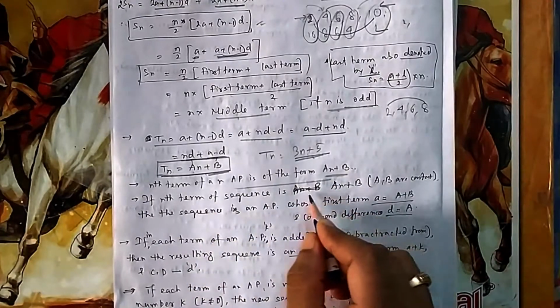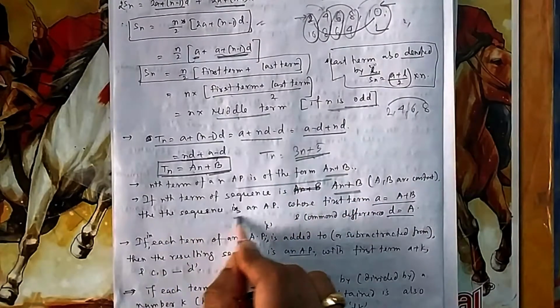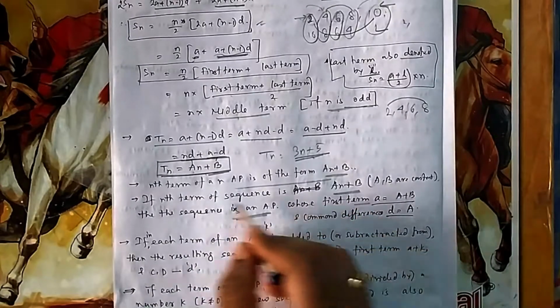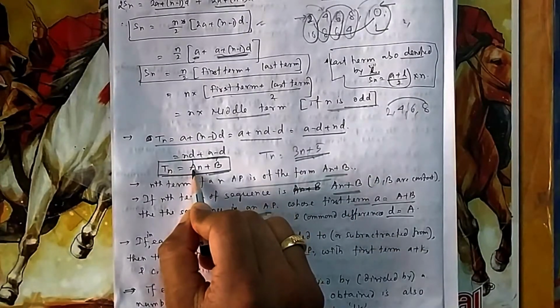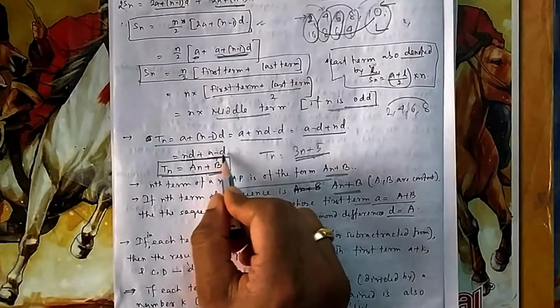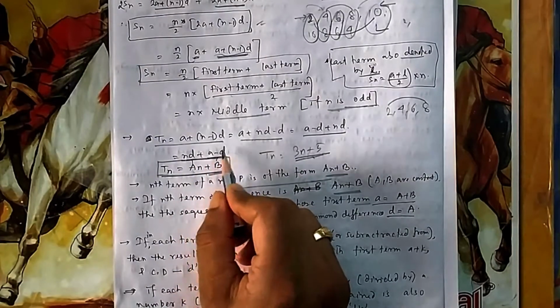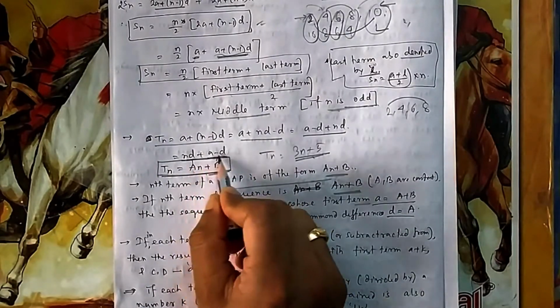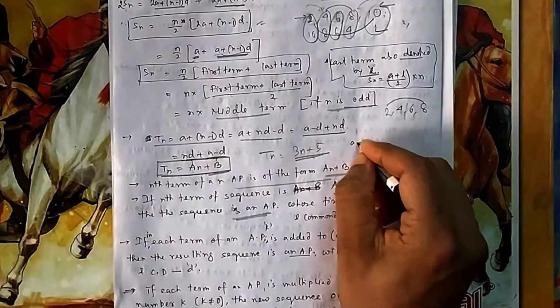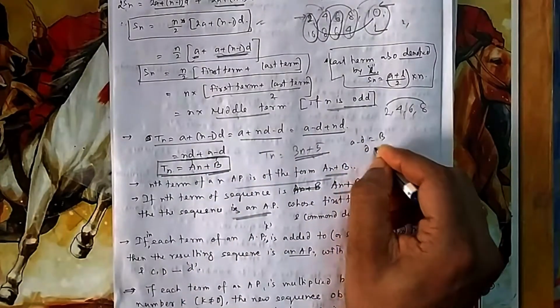So if the nth term of a sequence is given like this, then the sequence is an AP whose first term will be what? The common difference is A, and the B is here, A minus D. So what will be A? First term is always small a. So if you add these two, then you will get the first term. A minus D is equal to B and D equals A.